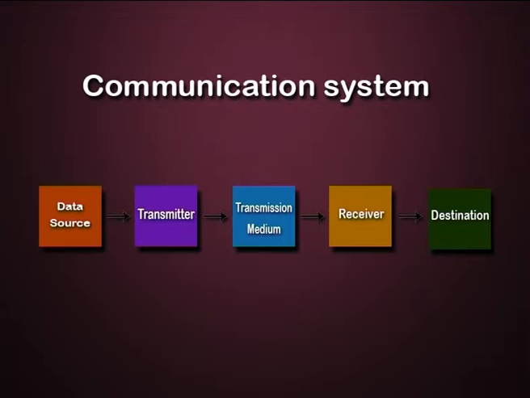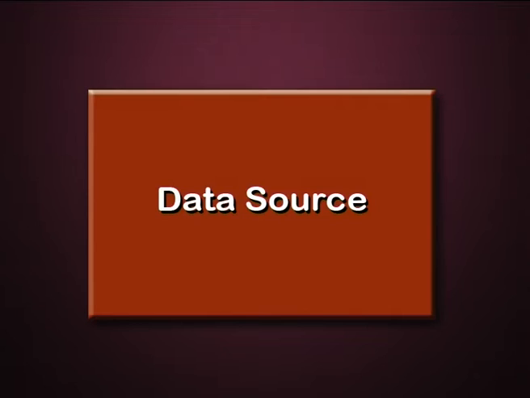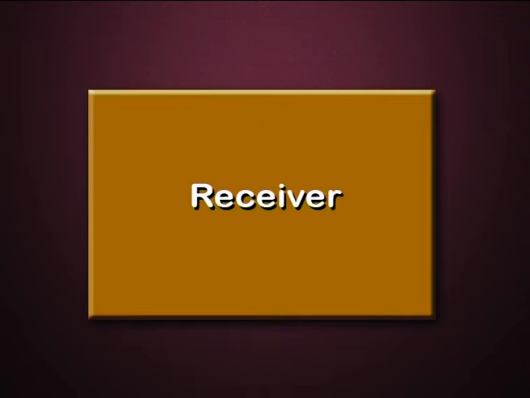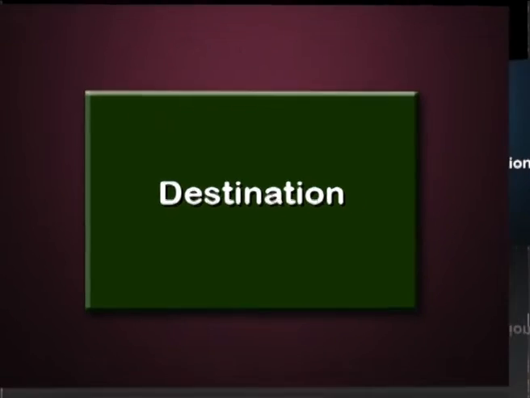Students, let us first discuss the term communication. The word communication comes from the Latin word communicare, which means to share different types of information, ideas and knowledge between a sender and a receiver. Communication system consists of 5 basic components named data source, transmitter, transmission medium, receiver and destination.